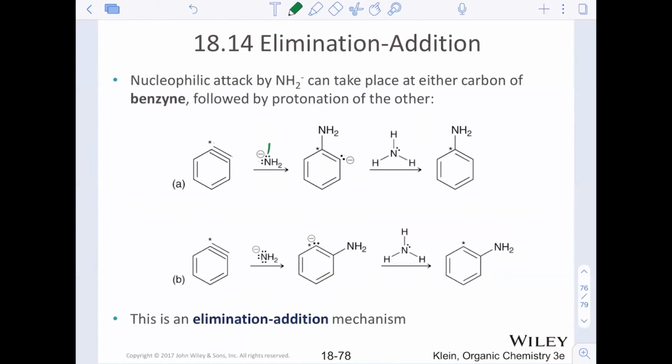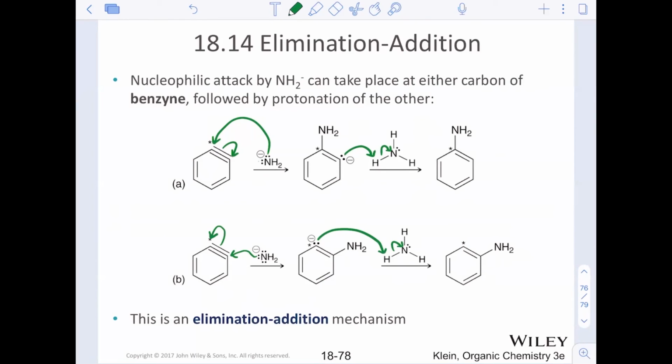The nitrogen can either add back to the original position, right? And then ammonia is used to protonate, or it can actually add to the other side, right? With this carbon-carbon triple bond, either side can be added to. So it's eliminate first and then add.